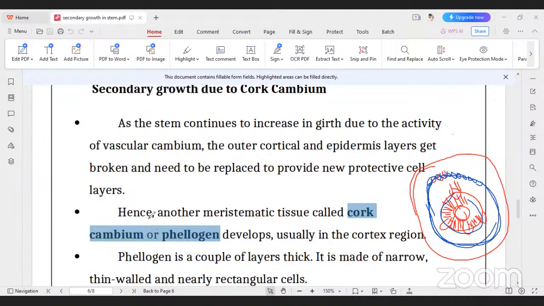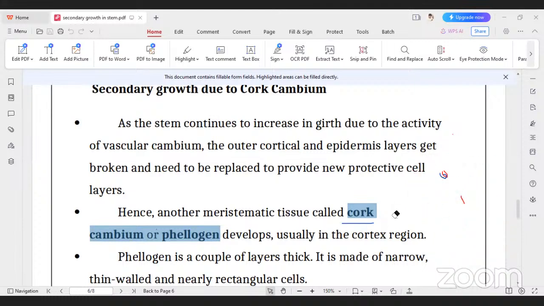Now tell me, after formation of this cambium, what happened? Secondary tissues will be formed, the same. Here also the same: secondary tissues are formed inside and outside. Let's see what secondary tissues are formed in the cortex, inside and outside of the cortex cell. Is it clear first? Yes sir.